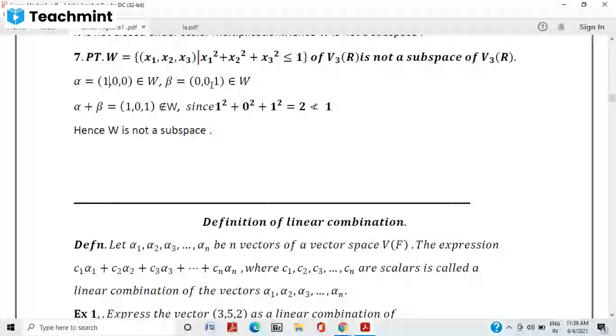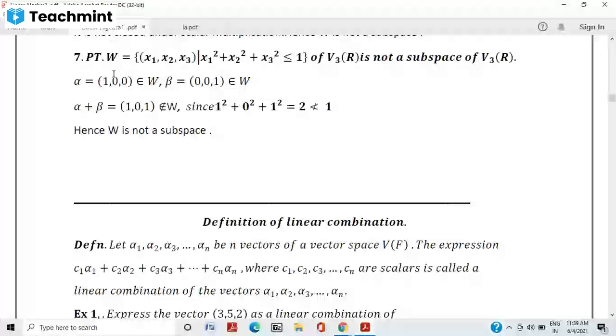Then take beta. Beta we can take (0, 0, 1) or you can take (0, 1, 0) also. Then (0, 0, 1) means what you get? 0 plus 0 plus 1. That also satisfies the condition. Therefore, both alpha and beta belong to W.